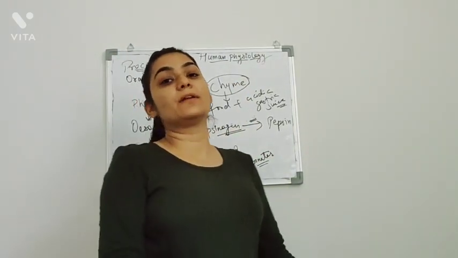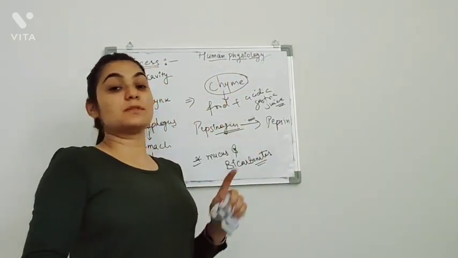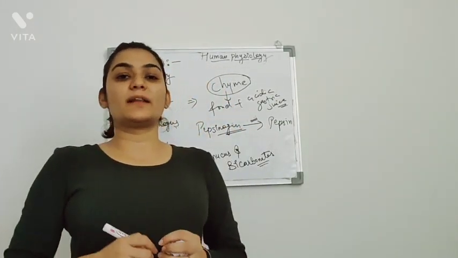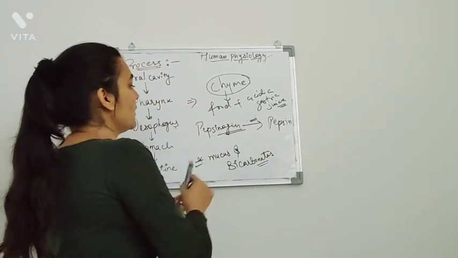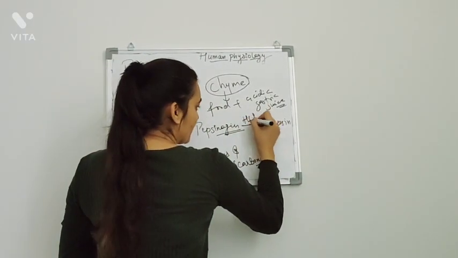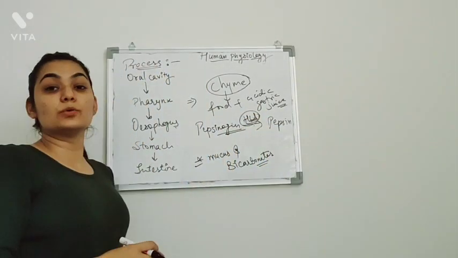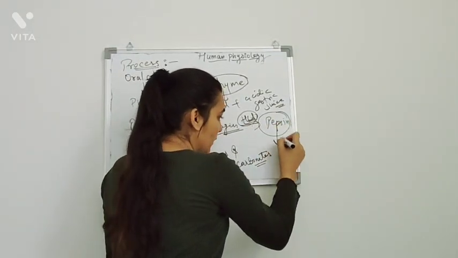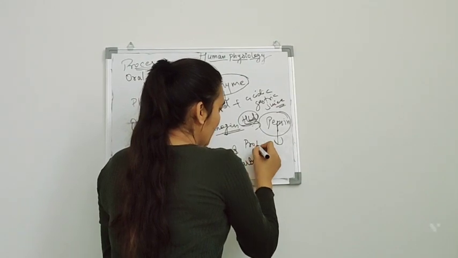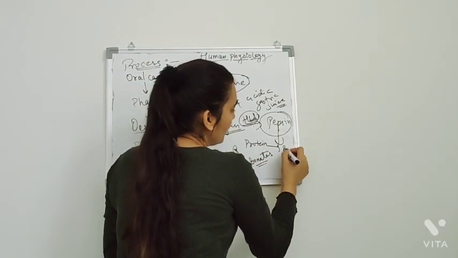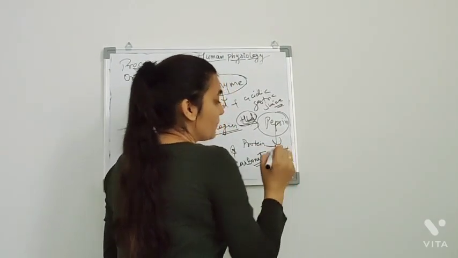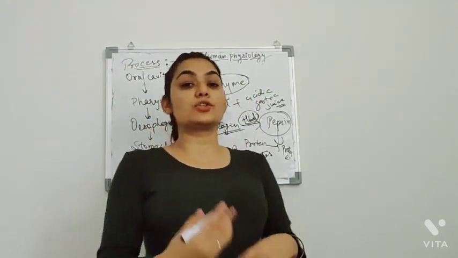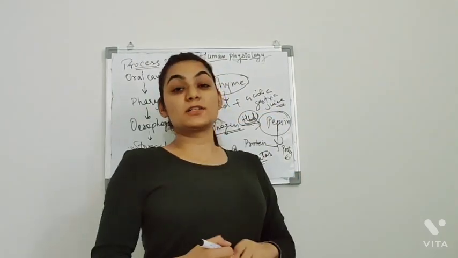Then the term is pepsinogen. The stomach has some enzymes. The one main enzyme is pepsinogen. The HCl is present in the stomach, and that HCl converts this pepsinogen into pepsin. This pepsin helps in the conversion of protein into proteases, the smaller forms of the protein, or you can say the digestion of the protein.